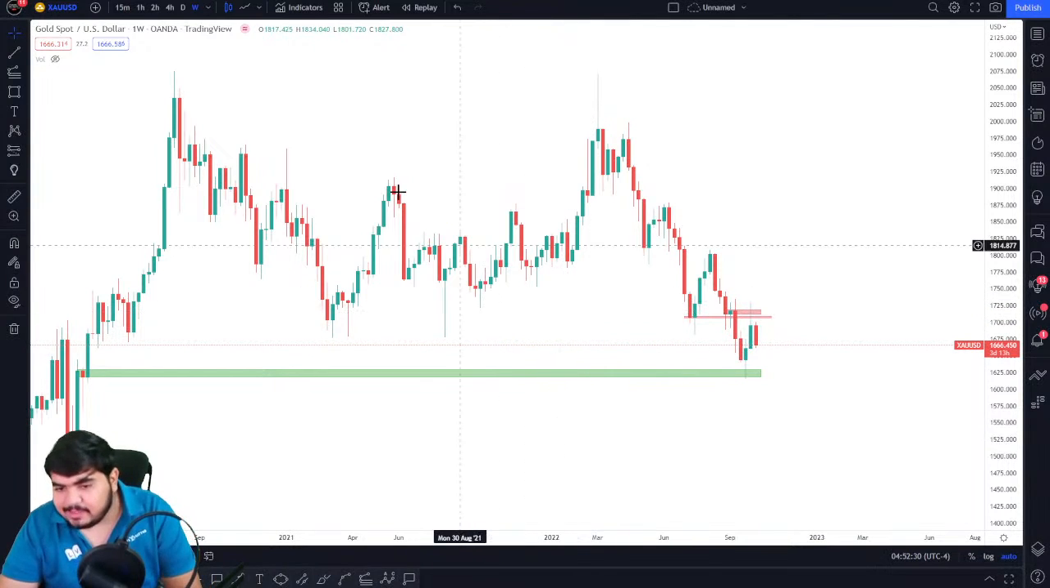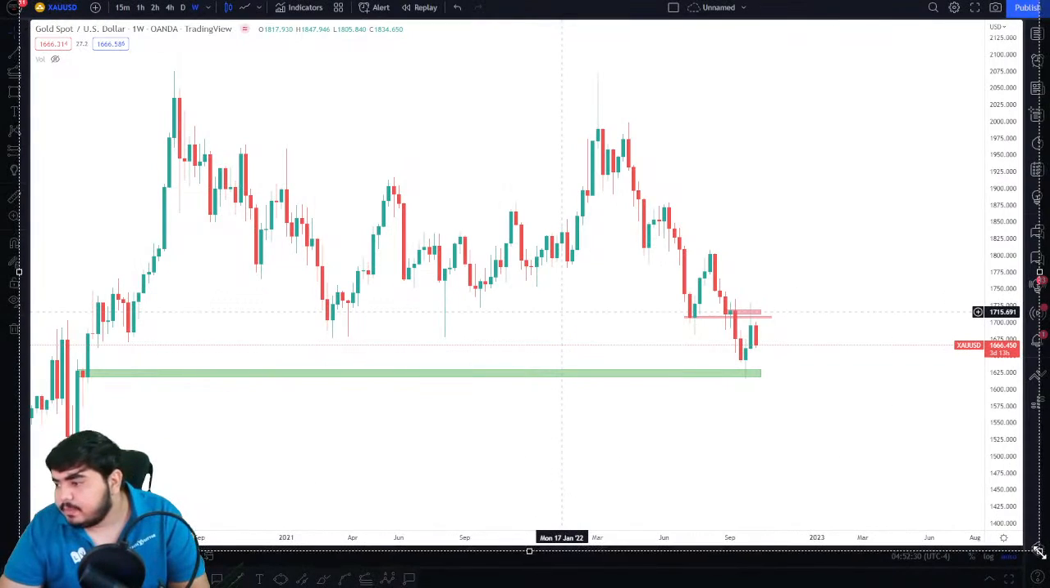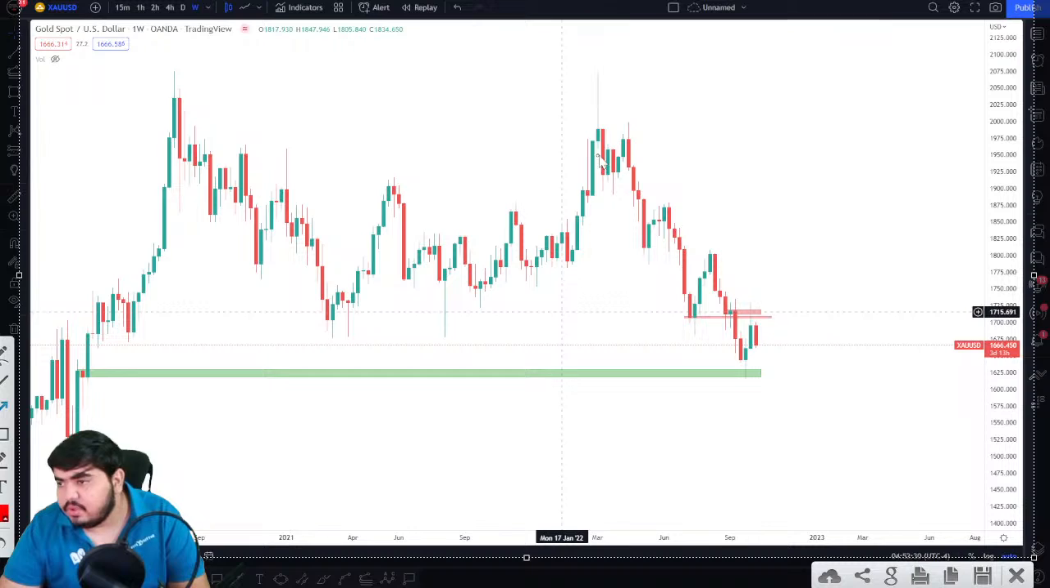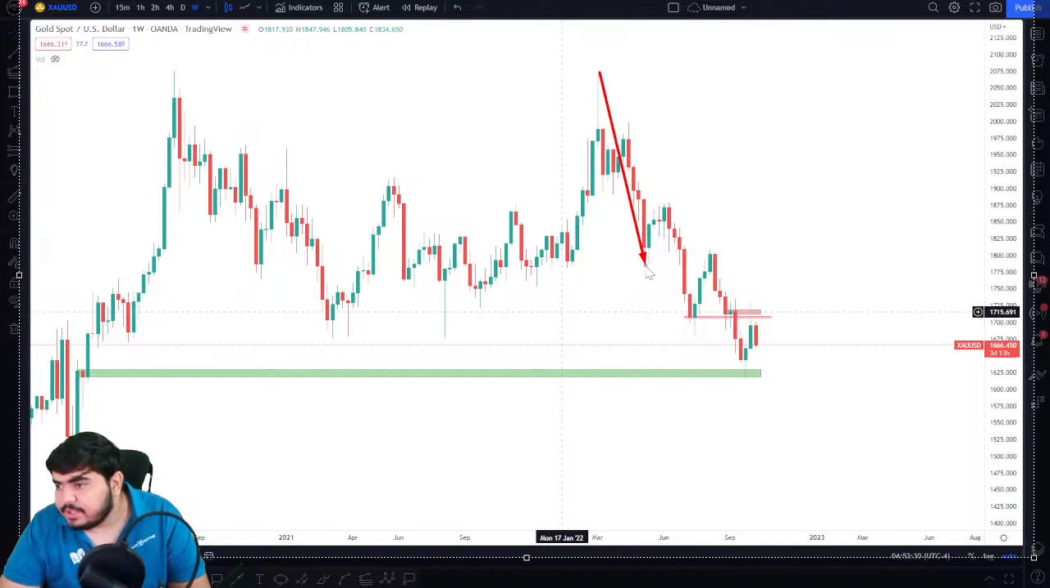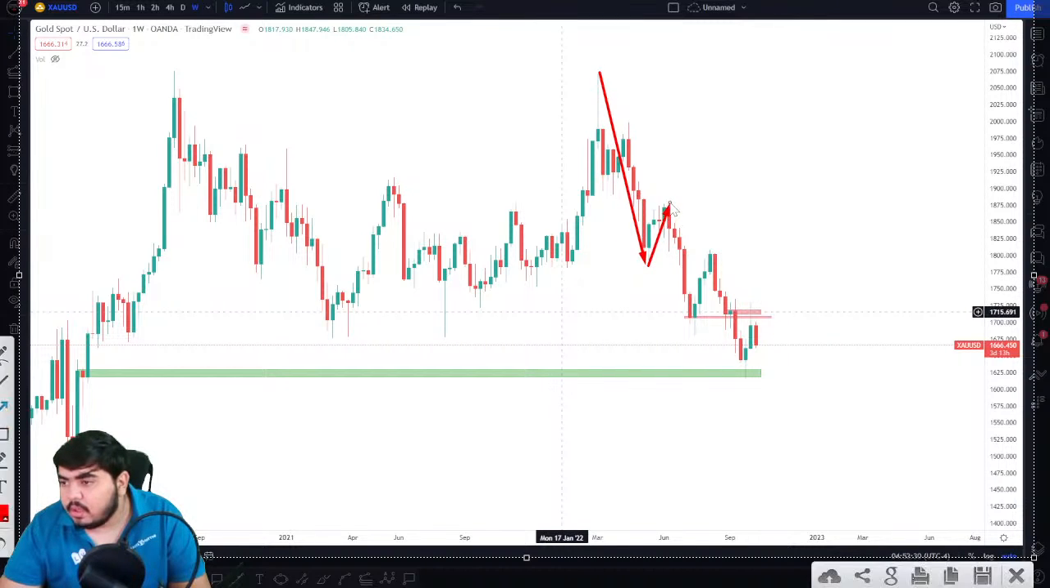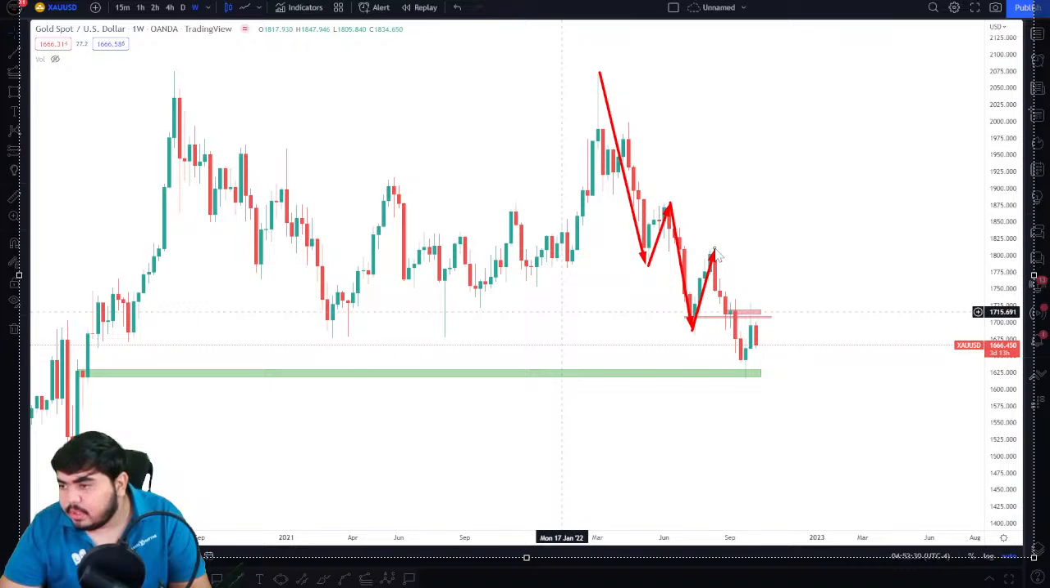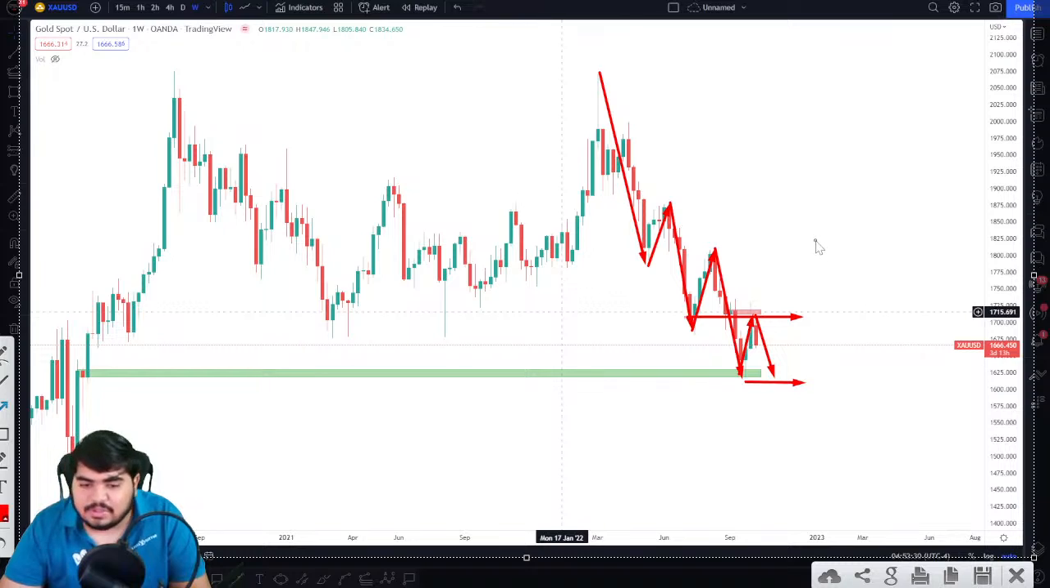Now what we are expecting right now, let's have a look at the very recent price action. Right here we can see market has made a low, a high, a lower low, a lower high, a lower low, tested this area of resistance, and now we are expecting continuation towards the downside. So that's what we are expecting right now on the gold.